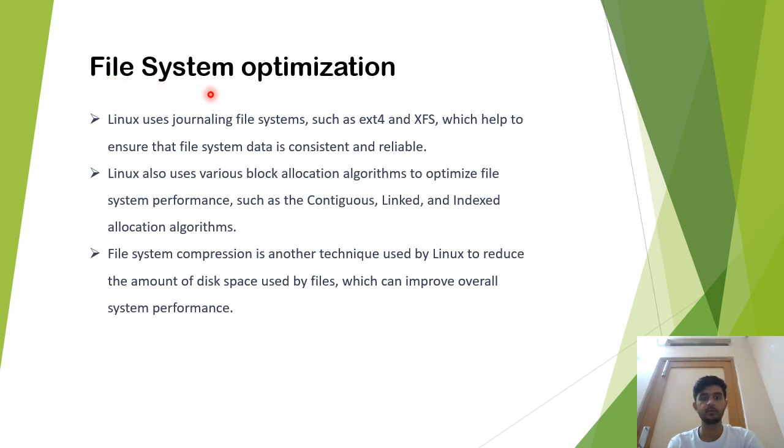Next is file system optimization. Linux uses journaling file systems such as ext4 and xfs, which help to ensure that file system data is consistent and reliable. It also uses various block allocation algorithms to optimize file system performance, such as the contiguous, linked, and index allocation algorithms. File system compression is another technique used by Linux to reduce the amount of disk space used by files, which can improve overall system performance.